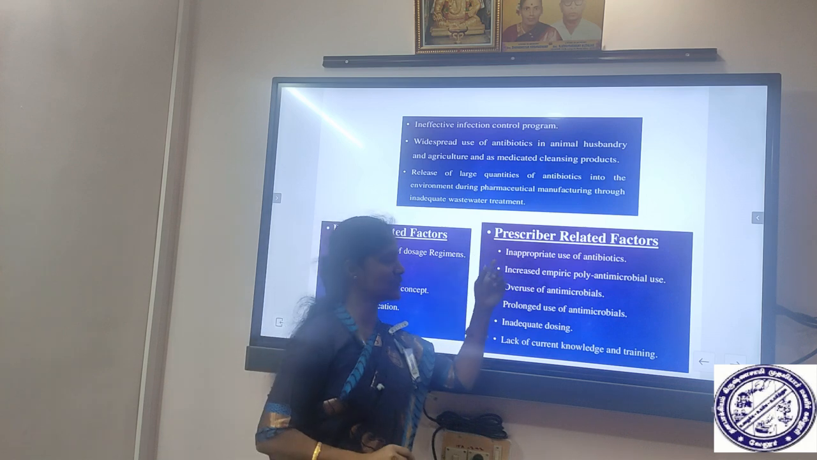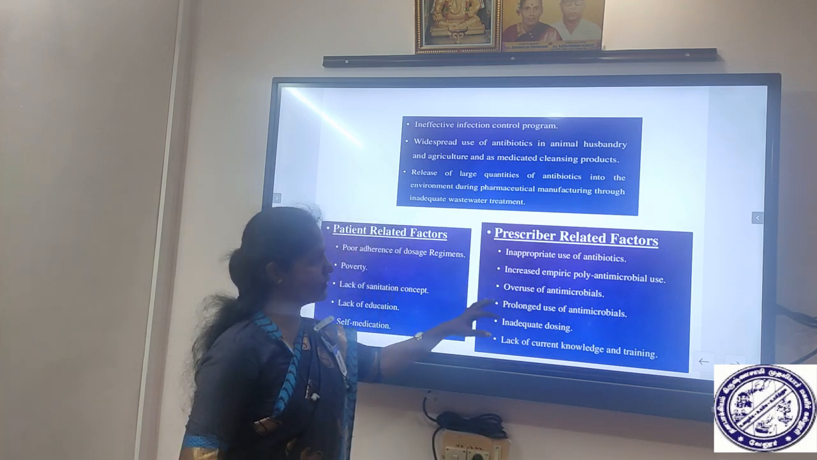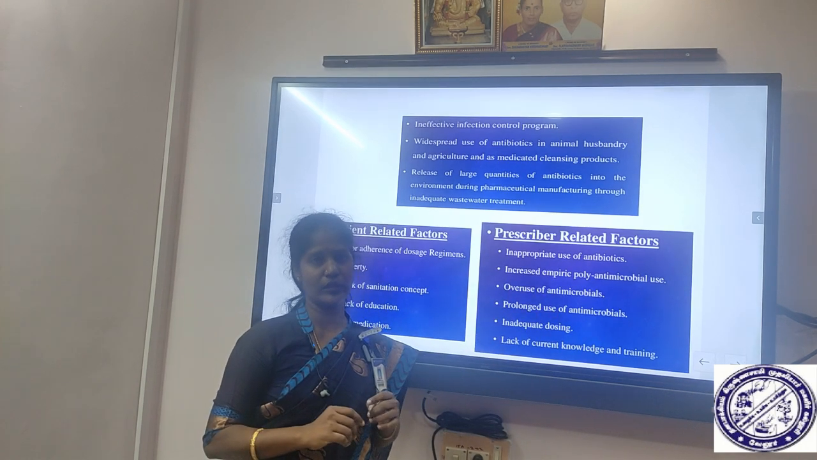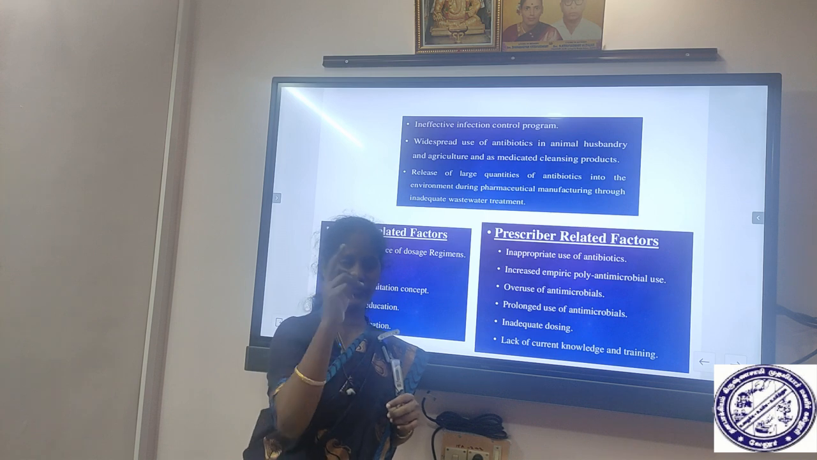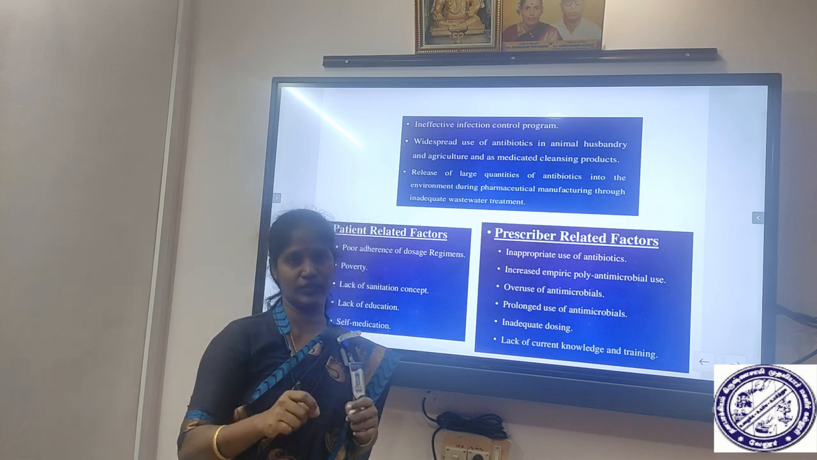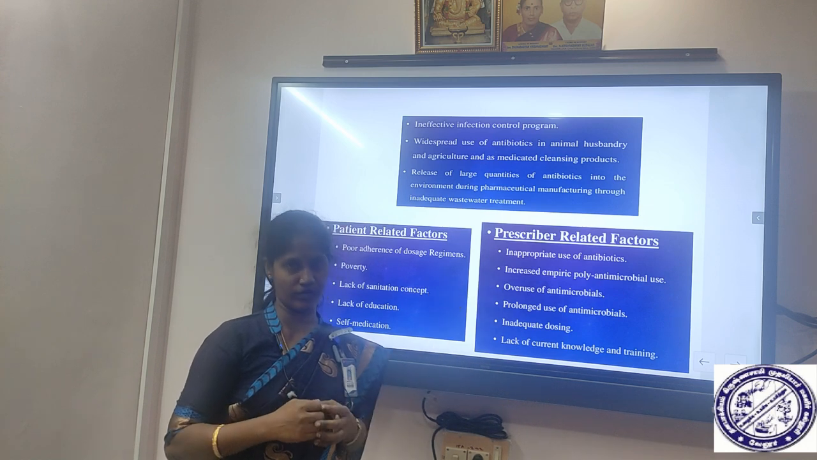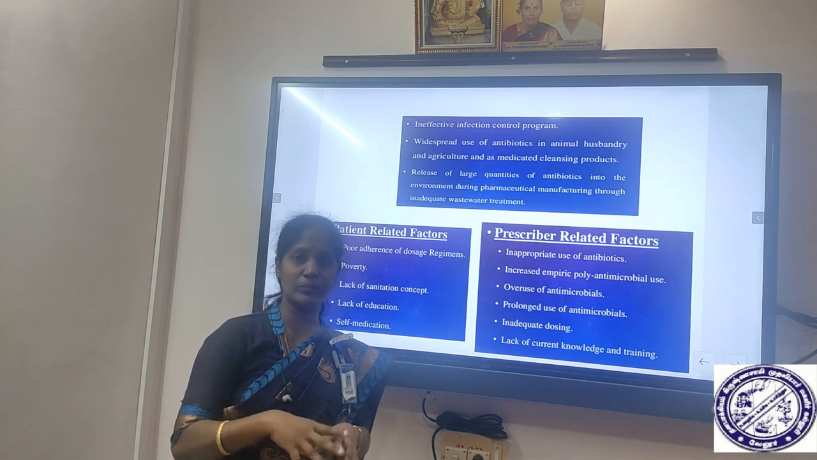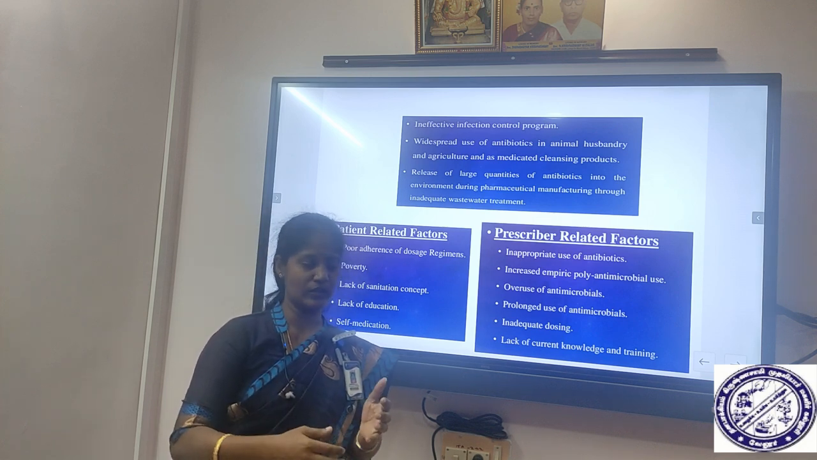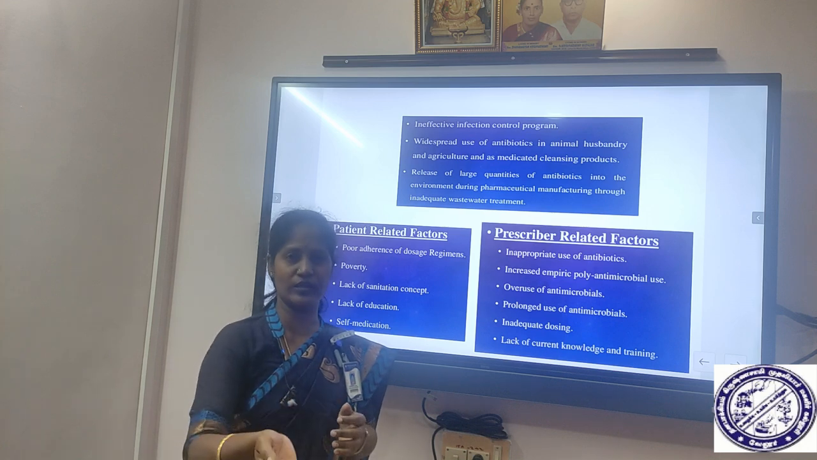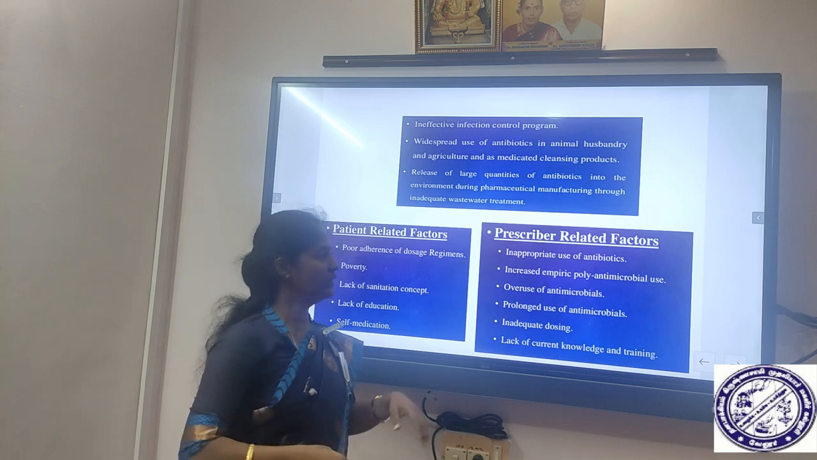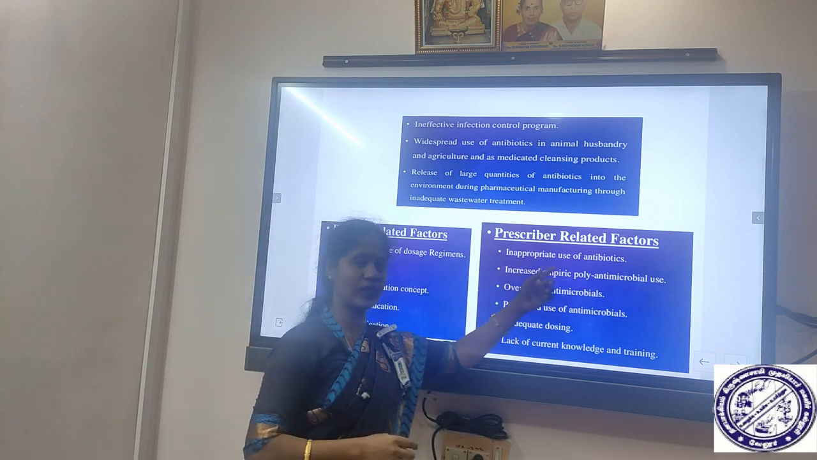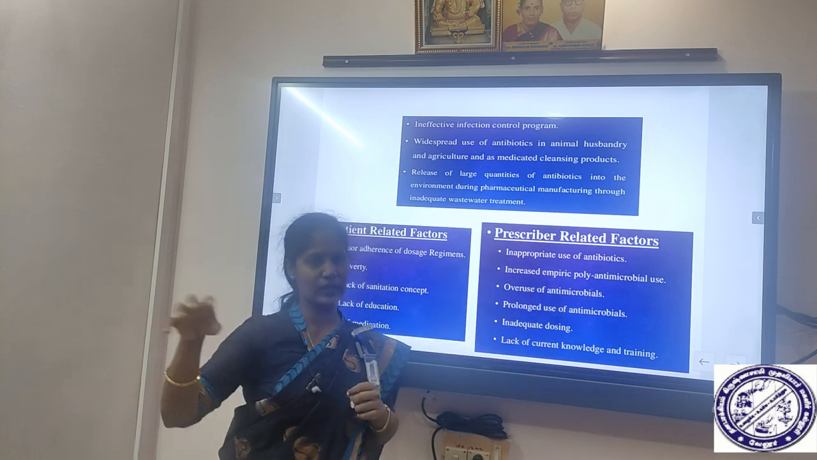And one more thing, that is prescriber related factors. Here, the inappropriate use of antibiotics. The doctor will say you have to take medicine for 3 days, that is 6 times, morning and night, like that. But what we do, we won't do like that. No, I feel stomach burning, I feel stomach ache, vomiting. So we give some reasons for avoiding the medicine. So automatically we are not taking the proper dosage, that is called inappropriate use of antibiotic.